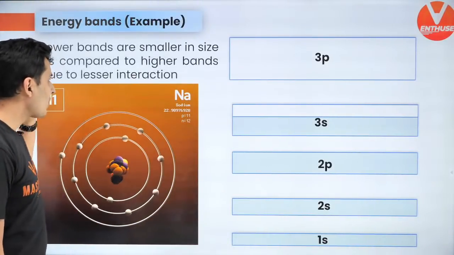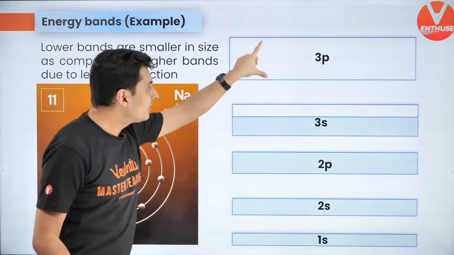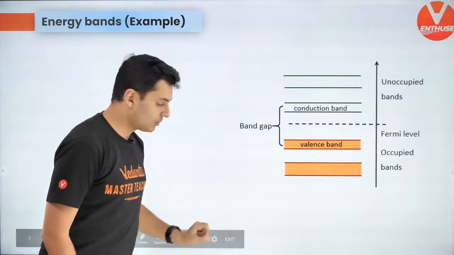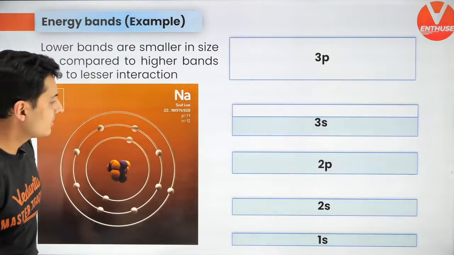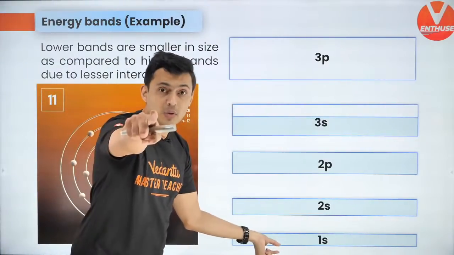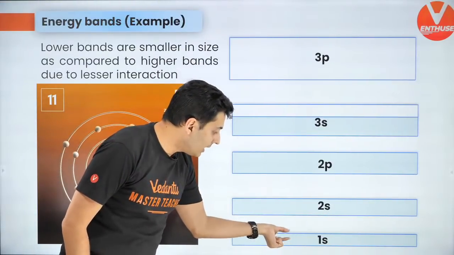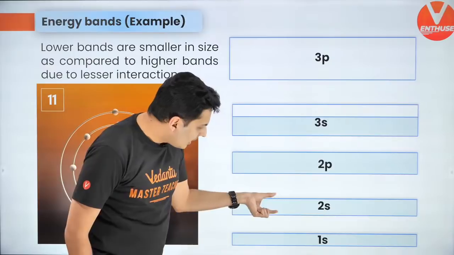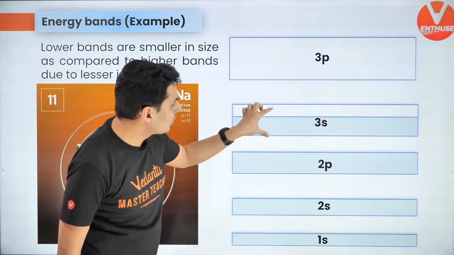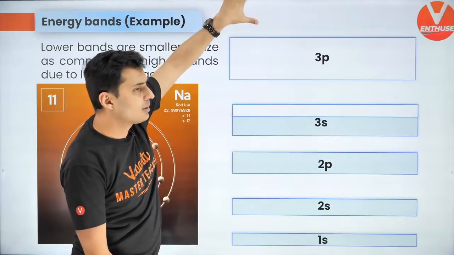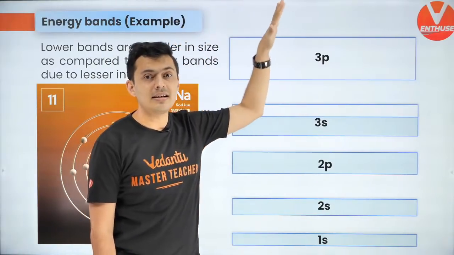Now, what I want you to understand is, look at the sizes of these bands. Do you see this kind of question can come in JEE Mains? Note it down. Note it down. 1s band has smaller size, 2s band has slightly more, 2p has slightly more, 3s has slightly more, 3p has even more. Why is the band size increasing?